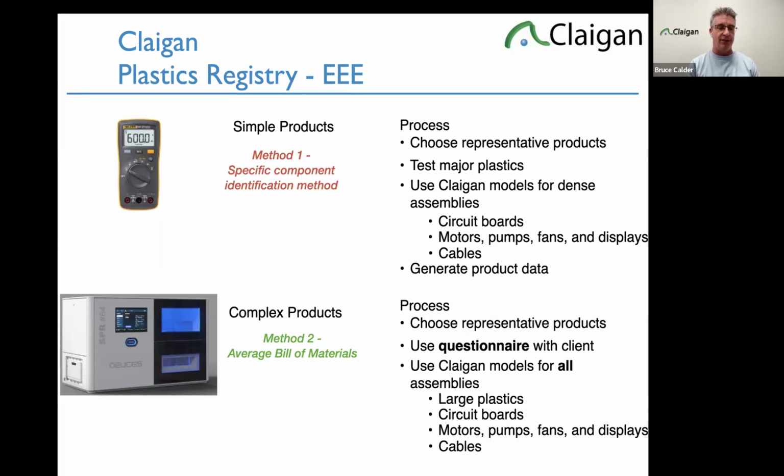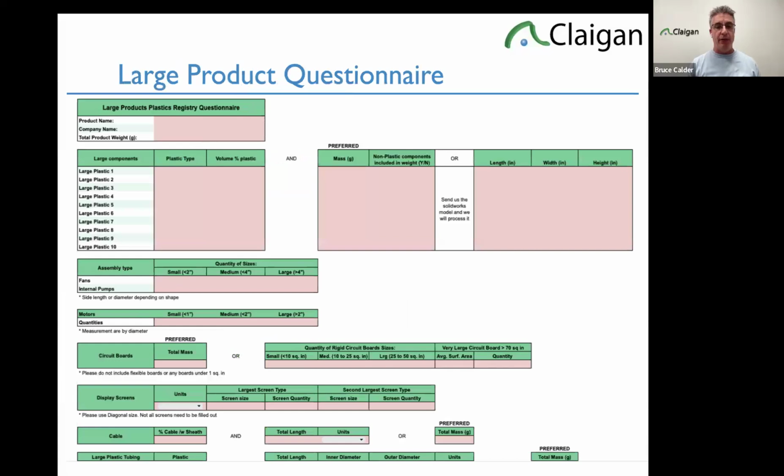Here are the 4 circuit board size categories, which fit into which. Just fill in, and then we generate the product data. So the questionnaire has got a lot more on it. And the biggest differentiator from product to product is the big plastics. The circuit boards matter, but it matters more how many there are and their size. The composition doesn't actually change a lot.